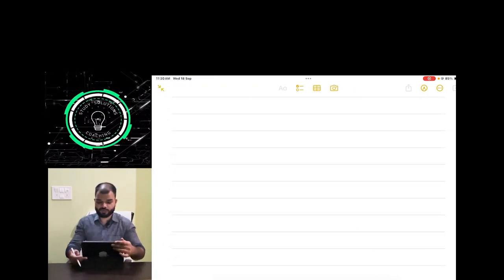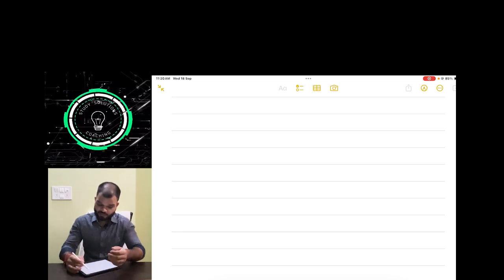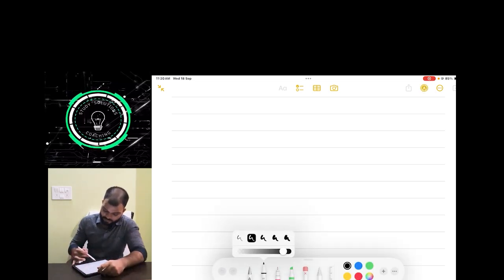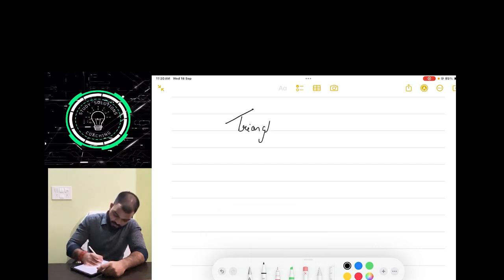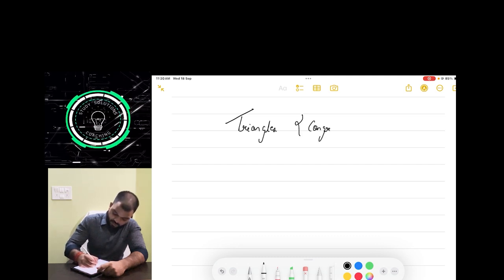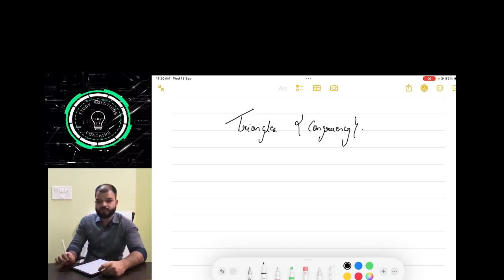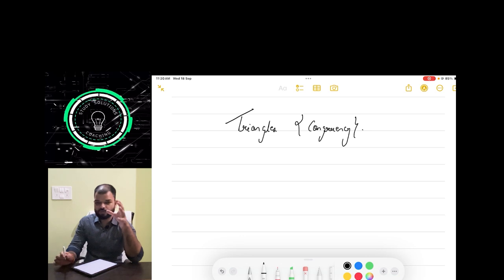The first and foremost concept that we are going to deal with is triangles. Here we are going to deal with what triangles are and what the congruency of triangles is. A triangle is a closed figure. So what do we mean by the term closed figure?